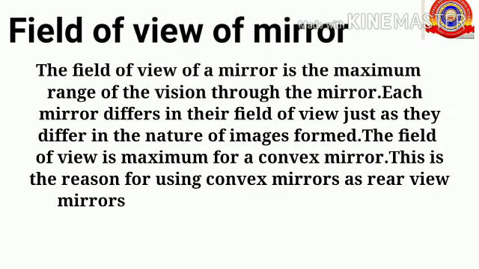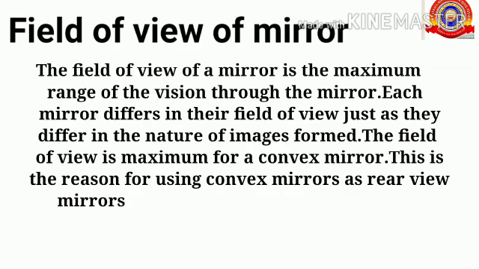Children, do you know what is the field of view of a mirror? So let's have a look. The field of view of a mirror is the maximum range of vision through the mirror. That means it is the area visible from the perspective of the observer through the mirror. Each mirror differs in its field of view just as they differ in the nature of images formed. That we already studied in the previous class.